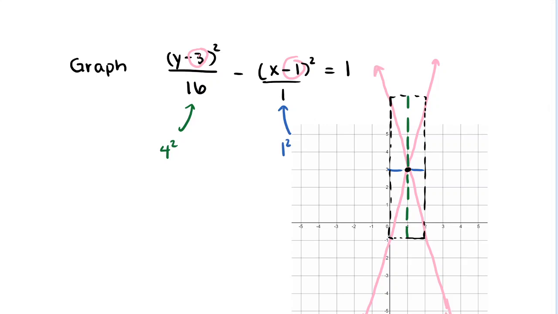And so because the y term is positive, we have this vertically oriented hyperbola, and away from my vertex, I'm going to go up and down. And so that's just a rough sketch of this hyperbola.